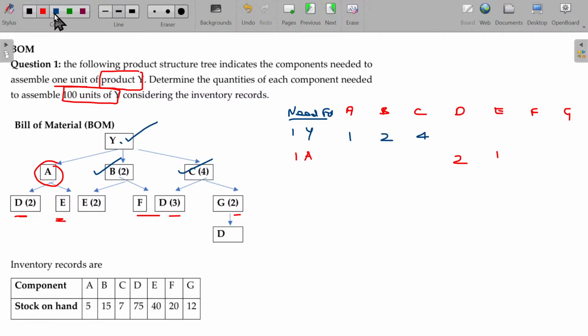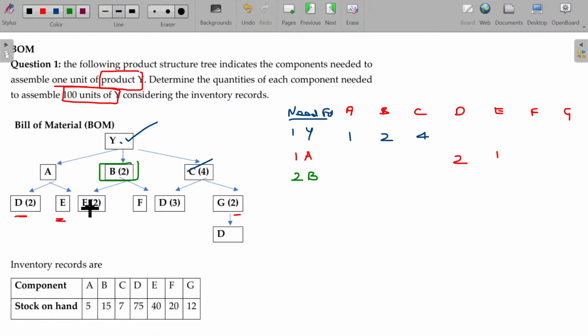Now producing B. How many B's are needed? I need 2 B's. So I need to produce 2 B's.